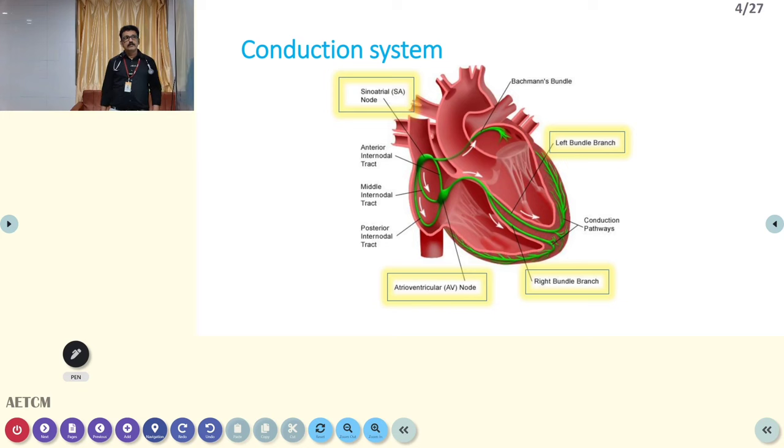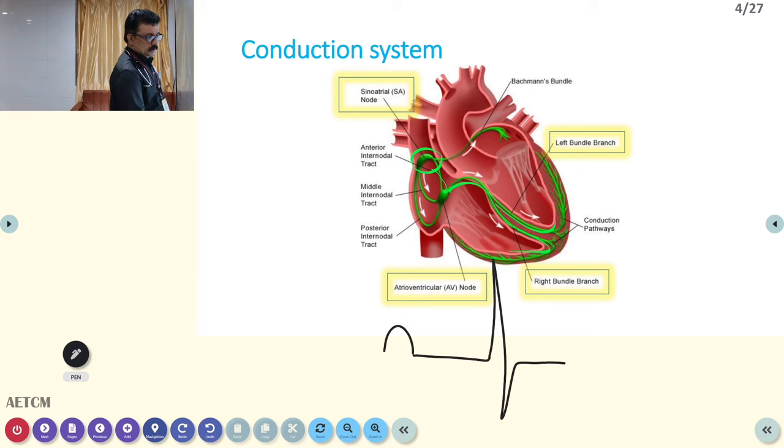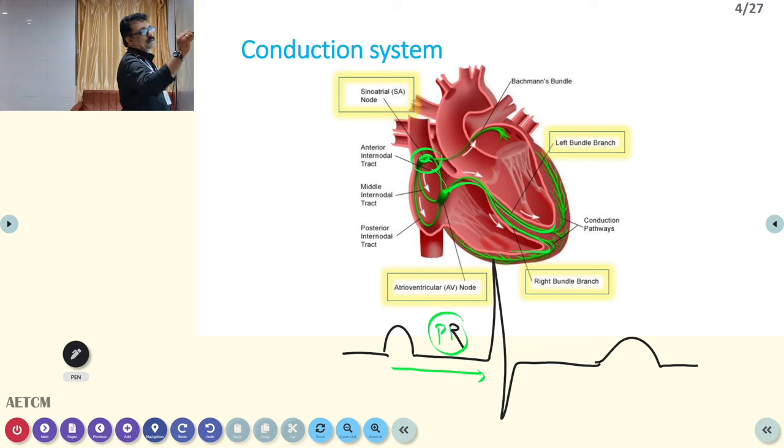Now, the conduction system I already told you: from the SA node, that is the electrical activity produced in your heart. From there it will go to the AV node, and from the AV node it will go to the ventricle through the bundle of His. So the SA node produces the P wave, then the AV node and ventricle produce the QRS complex, then the T wave. So P wave to QRS complex, this time is called the PR interval. The whole problem happens here. The time taken from SA node to AV node is the PR interval, and the problems actually happen in this conduction system to produce these types of blocks.